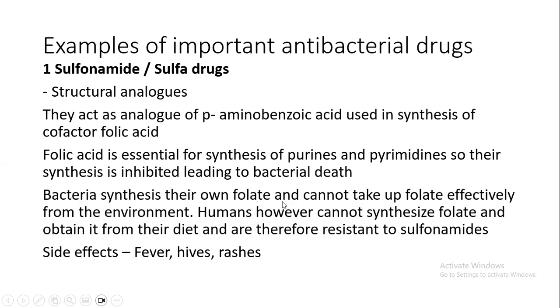Bacteria synthesize their own folate and hence cannot take up folate effectively from the environment, while humans do not synthesize folate but obtain it from the diet, and hence they are resistant to sulfur drugs. They have certain side effects such as fever, hives, and rashes.